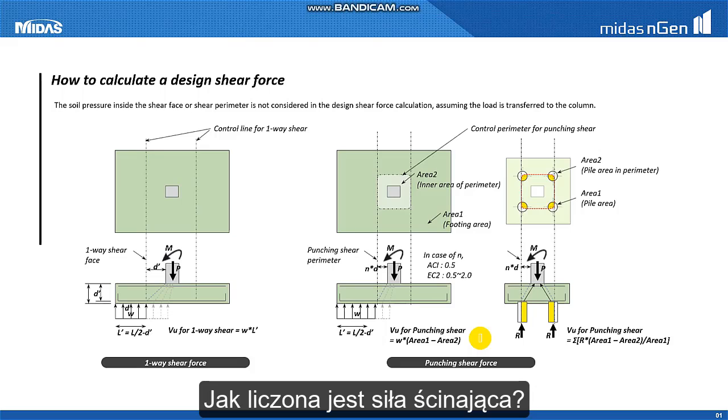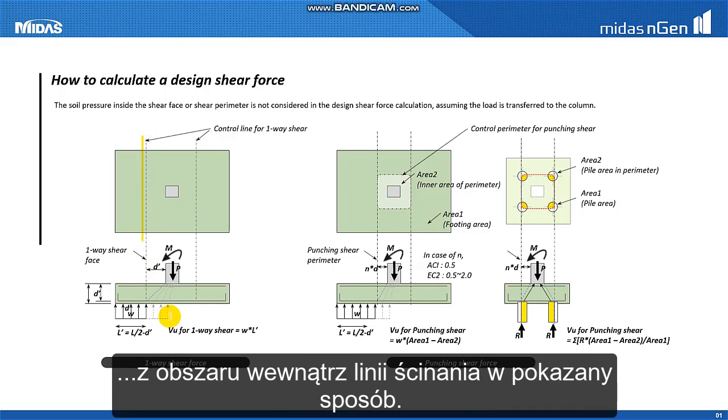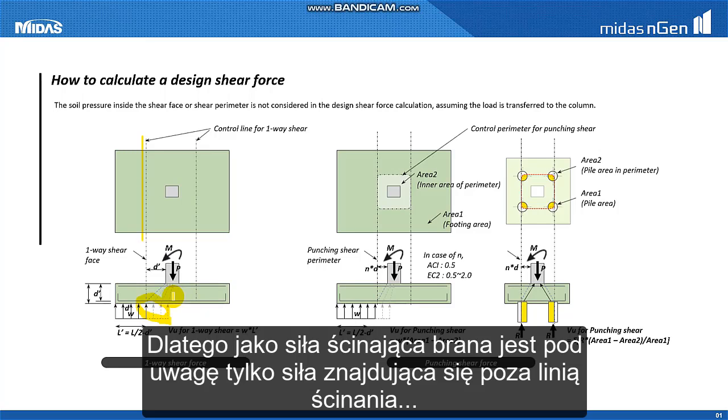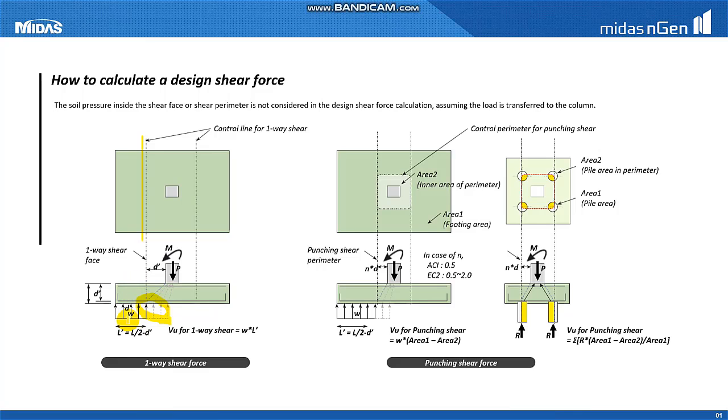In the one-way shear design, it is assumed that the soil reaction force is transmitted directly to the column in the area inside the shear line as follows. Therefore, the one-way shear force is calculated only from the force outside the control line and reflected in the design.